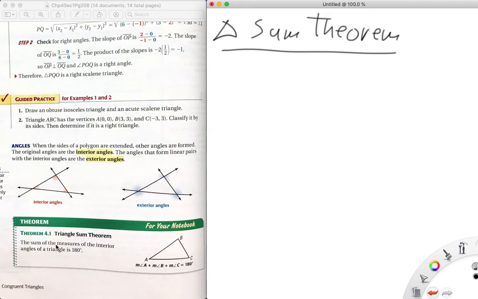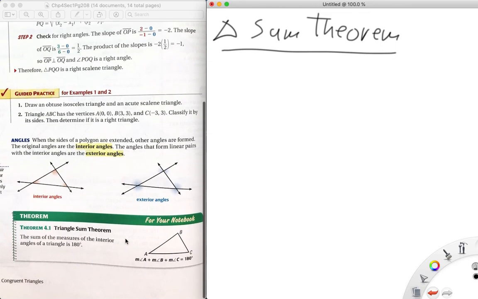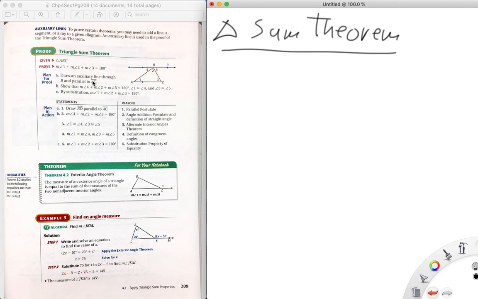And I'm going to write it down because it's right there. And we can prove it. We can prove it by drawing something called an auxiliary line. This is used a lot in proofs to prove angles or types of angles. It's used a lot to prove interior angles of polygons. And an auxiliary line can be used in a proof of the triangle sum theorem.